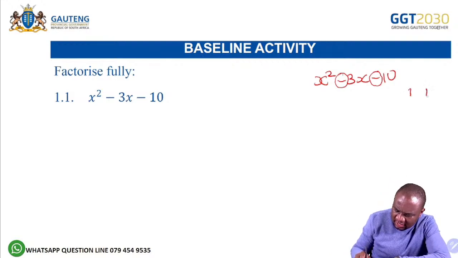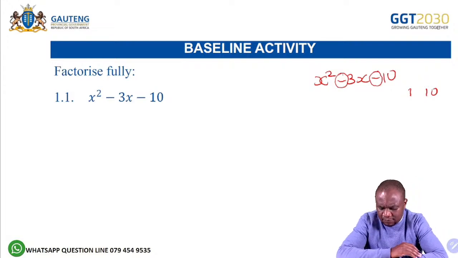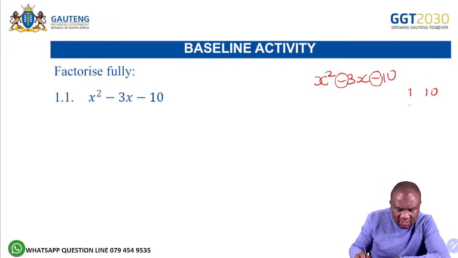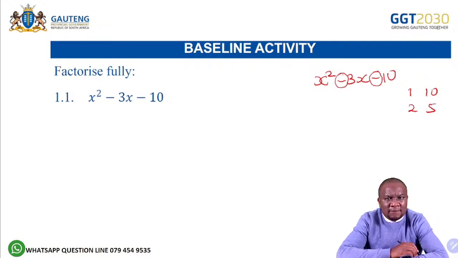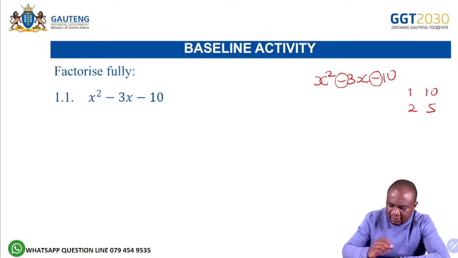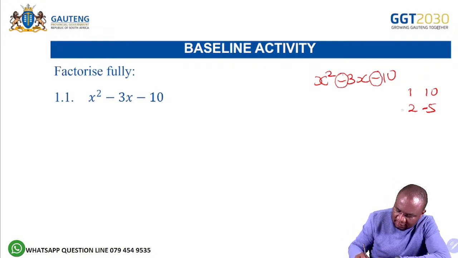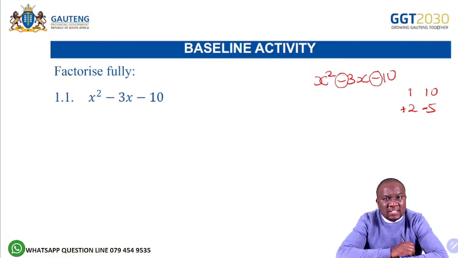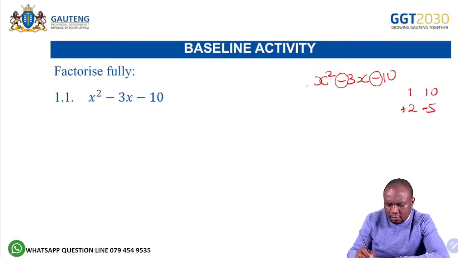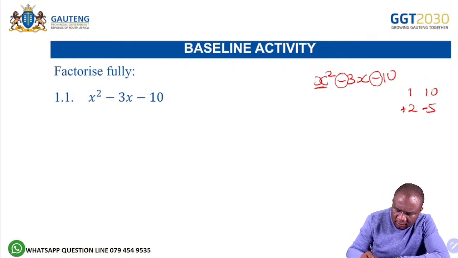So we have 1 and 10. 1 and 10 cannot give us a 3. 2 and 5. We can get a negative 3 from 2 and 5. So we're saying that one factor is negative and the other factor is positive, and the bigger factor must be negative. So it means this one is negative 5, this one is positive 2. Do you see that? Okay, these are the factors. What do we get if we say negative 5 times 2? We get negative 10. If we say negative 5 plus 2, we get negative 3. Do you see that?